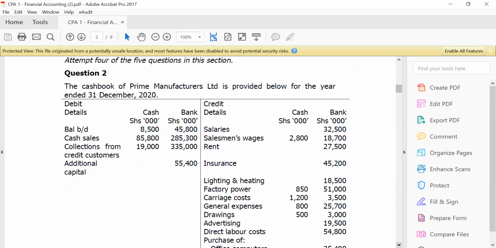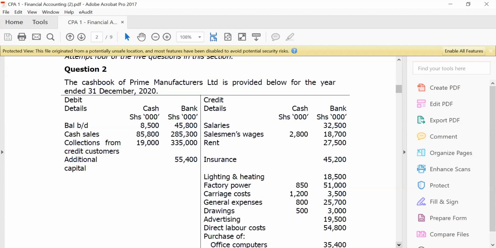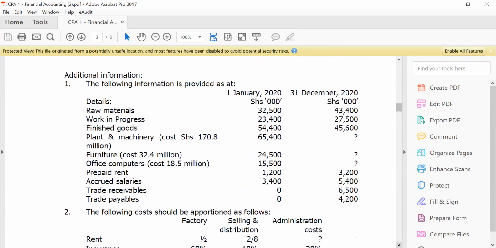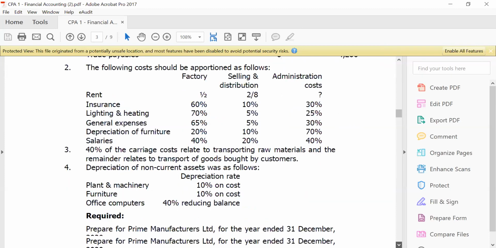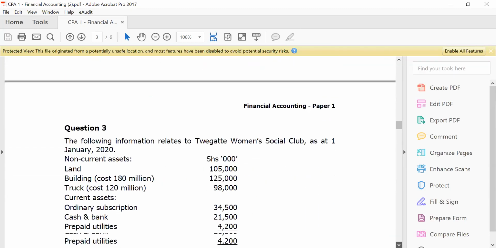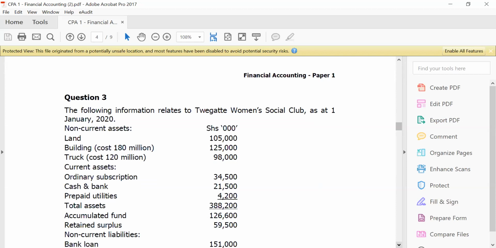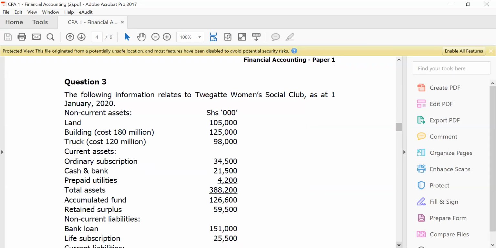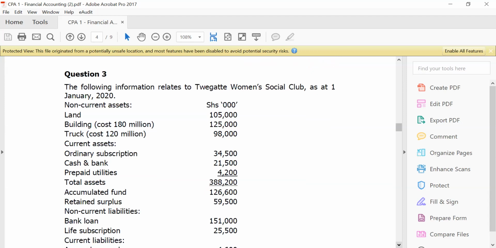So the first part of the paper had a manufacturing question. Manufacturing will be one of the topics we're going to look at hopefully next. But for today, let's look at question 3, which had a non-for-profit organization. Non-for-profit organizations are usually organizations that are not looking for profits. Basically, they are set up for other causes.